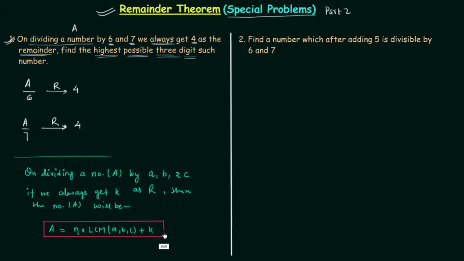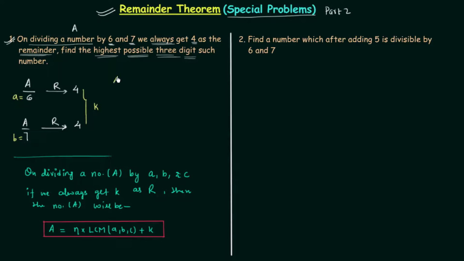Here n is an integer. a, b, c are the numbers by which we are performing the division, and you need to calculate the LCM of these three numbers, and then the result will be multiplied by this integer. You can select any integer of your choice, but here we have the condition, highest possible 3-digit number, so we will choose n according to this condition and then add the constant k, which is actually the remainder we are getting. It is the same in all the cases. Like here 4 is the remainder, so 4 is k, 6 is a, 7 is b. So we have everything to use this formula.